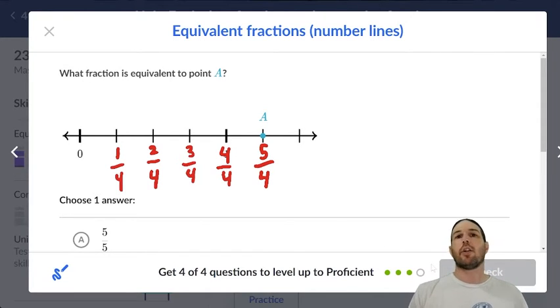Again, I cannot overstress that we need to step away from the idea of an improper fraction and just teach fractions as fractions. Fractions are confusing enough as it is without throwing unnecessary adjectives around. 5 over 4.